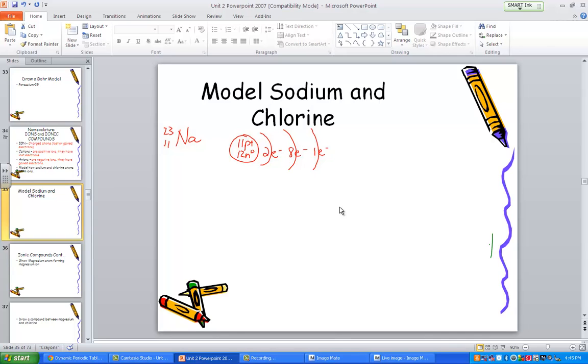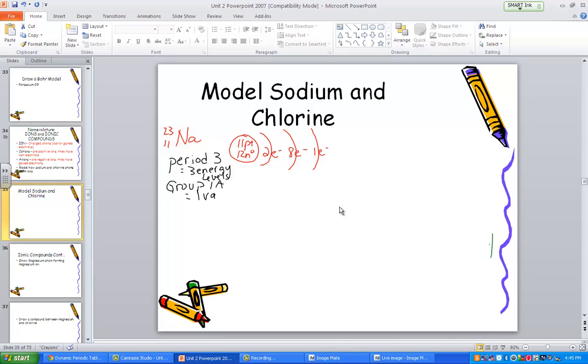We know the meaning of this based on where it lives. We know that because sodium lives in period 3, we knew 3 energy levels. All the elements in period 3 have 3 energy levels. That's why it lives where it lives. We also know that sodium lives in group 1A.